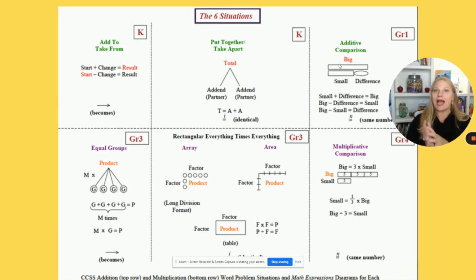I didn't get more. I didn't eat any. I'm just comparing. Who has more? Who has less? How are they different? Is it equal groups? I have the same number over and over and over.